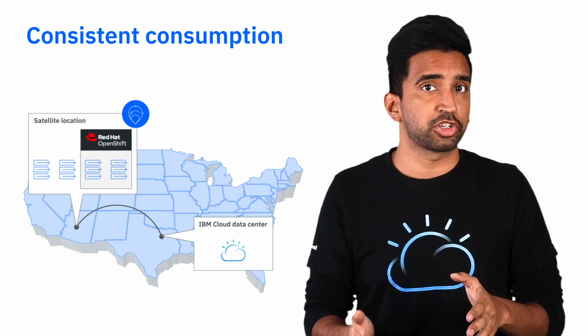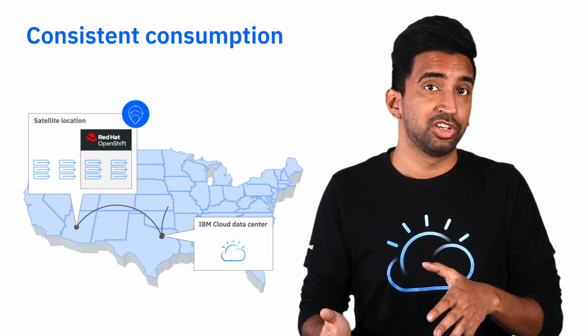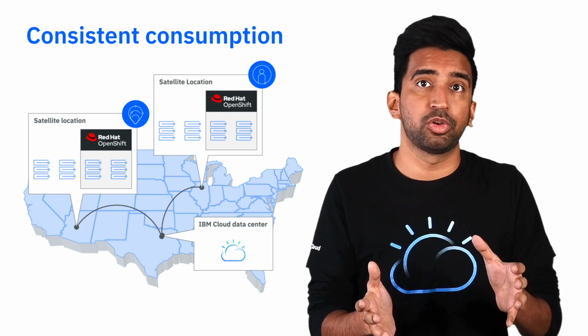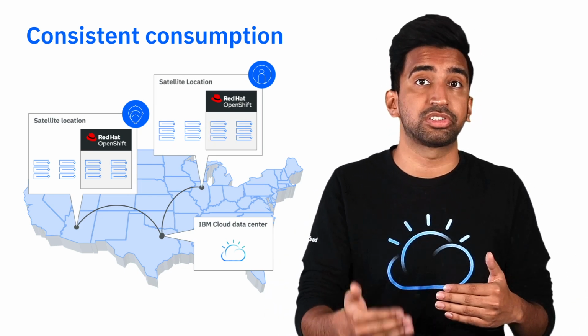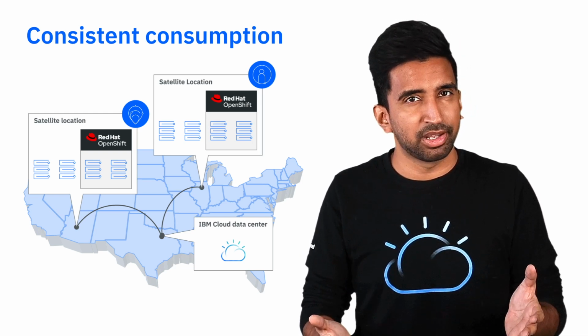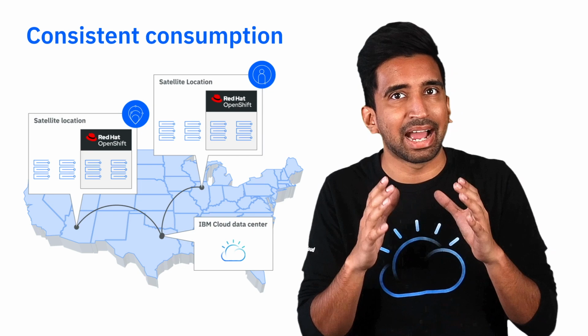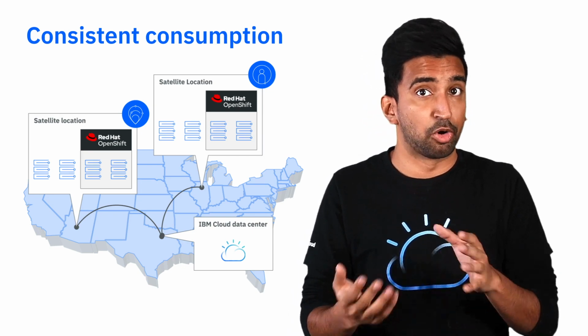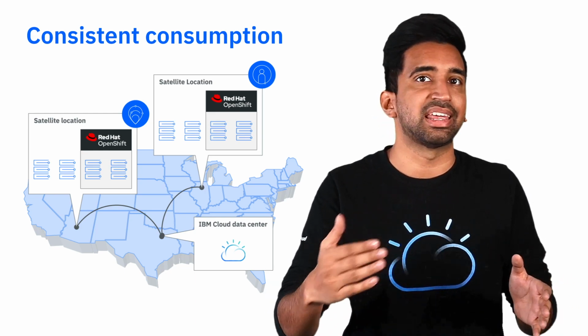Let's say you have an infrastructure provider in Chicago. You can add this as a new satellite location and use the same control plane to spin up additional clusters and then deploy your applications. Simply put, a satellite location is like a mini IBM Cloud region, where you can choose to run IBM Cloud services like OpenShift. But it doesn't end there.